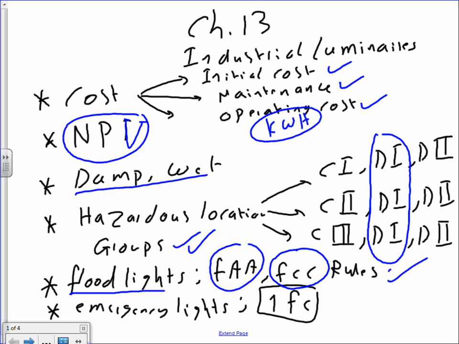Number one is the initial cost. Initial cost of fluorescent is half, almost half, or one third of LEDs. That's going to take into consideration, can the customer afford an LED fixture? If they can afford it, it's the best fixture they can buy right now for any application. So, initial cost.